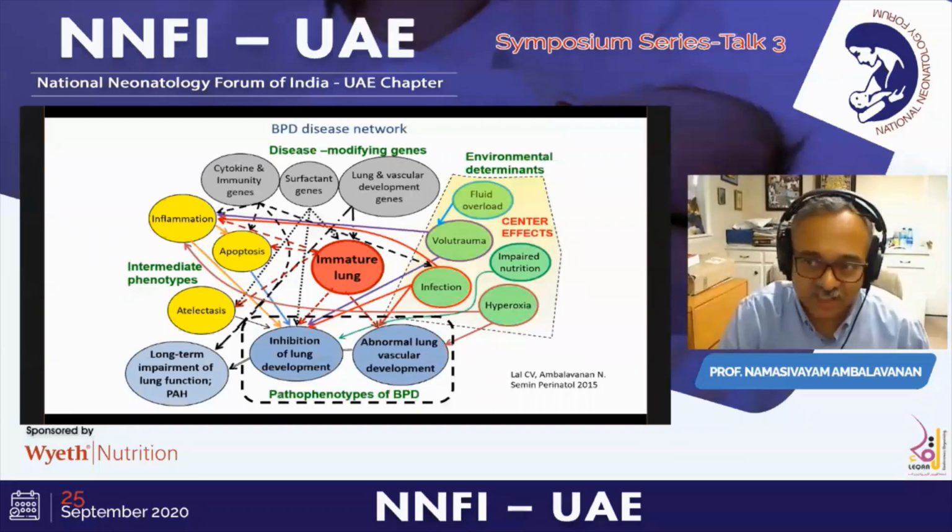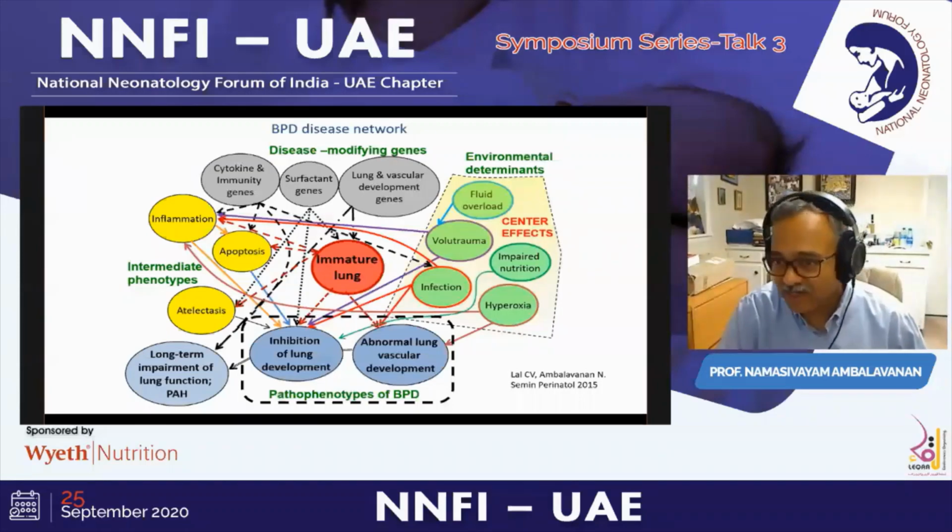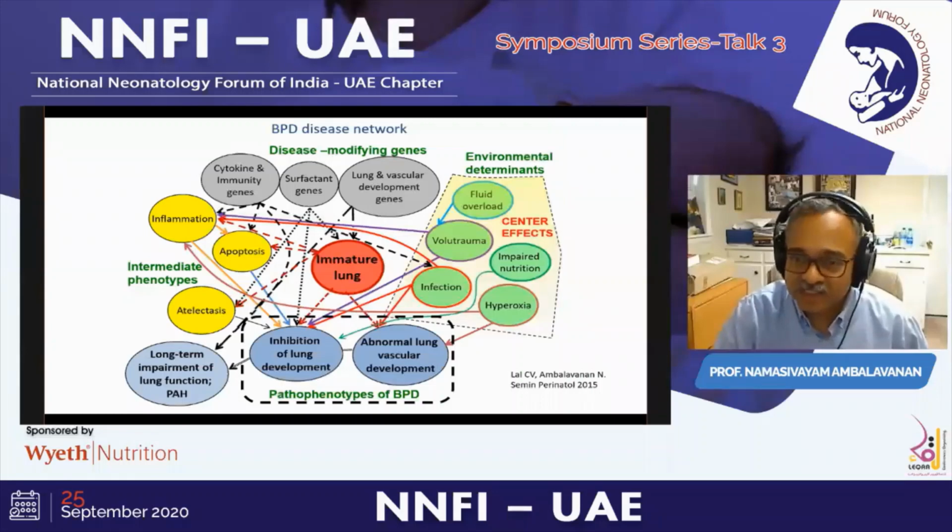You have all listened to the talk on BPD and PDA just a little while ago, so this must be familiar. And this leads to various intermediate phenotypes: inflammation, apoptosis, atelectasis, which leads to inhibition of lung development and abnormal lung vascular development, resulting in long-term impairment of lung function and pulmonary hypertension.